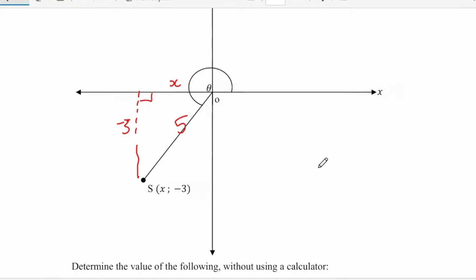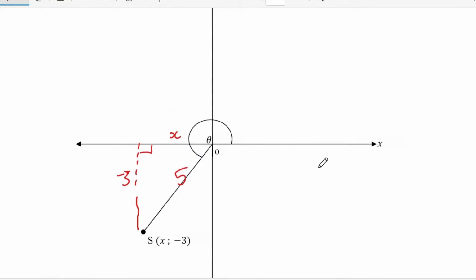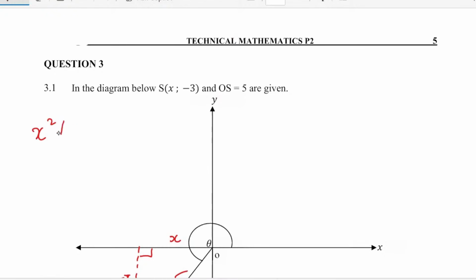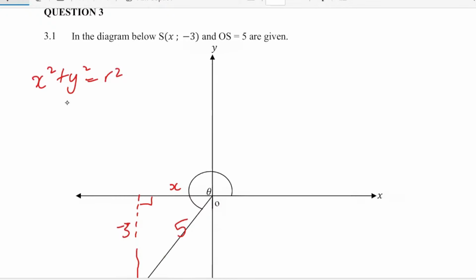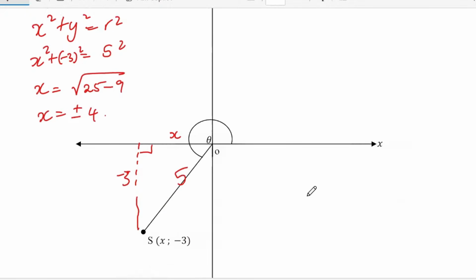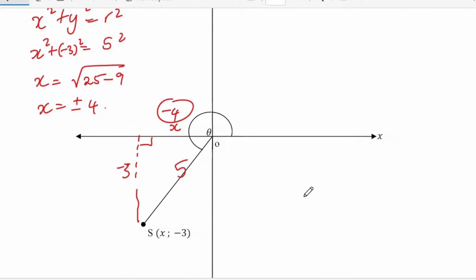You can use the theorem of Pythagoras, whereby we say that x squared plus y squared equals r squared. Now our r, which is the radius, is 5, so 5 squared is equal to x squared plus, y is -3, so -3 squared. So x will be the square root of 25 minus 9, which is 16. So x is plus or minus 4. But since x is on the negative side of the x-axis, x should be just -4.